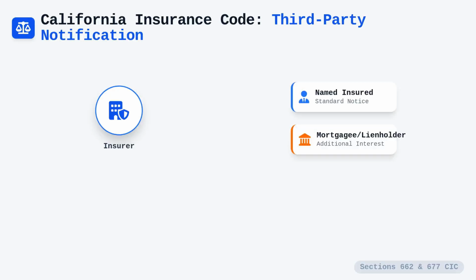The California Insurance Code establishes a strict legal duty regarding how and when third-party interests must be notified of a policy cancellation. Sections 662 and 677 dictate that a notice of cancellation is completely ineffective against a mortgagee, lien holder, or additional interest unless a copy of that notice is delivered to them. Crucially, the statute specifies that this notice must be provided to these third parties at the same time it is sent to the named insured.